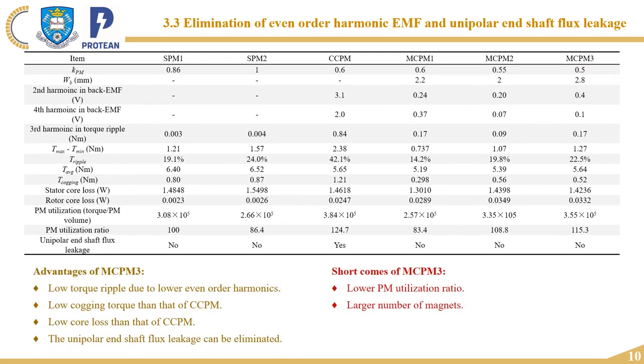However, for MCPM3, there are also some shortcomings. The larger number of magnets, which is even more than that of the SPM counterpart, will also lead to higher manufacturing cost.